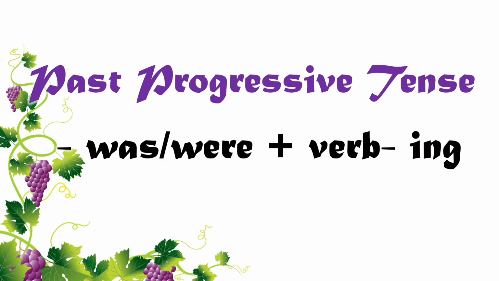Another way that can help you identify if the statement is a past progressive tense is when you see this formula. Was or were plus verb ing. We use was if the subject is singular or pertains to only one, and we use were if the subject is plural or pertains to two or more. So always remember that was and were is used for past tense form. And then was or were is followed by the verb ing or those verbs that end with ing.